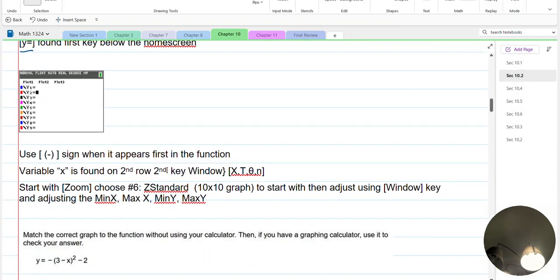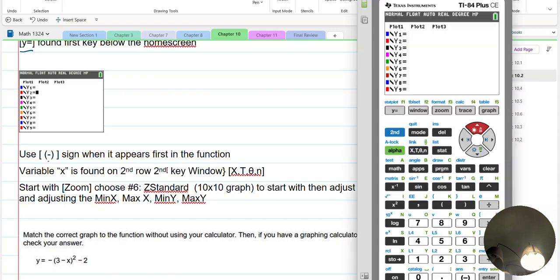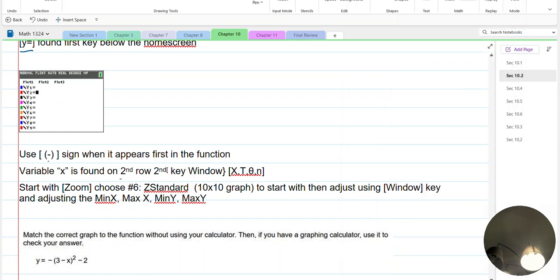So the next thing says use the negative sign, which is on our keyboard. And we've done this before. It's way down here. I highlighted it with red. If it appears first in the function, that it's a negative function value. The variable x is found on the second row, second key. And go to the zoom key right under the menu, because that's all graphing keys, and choose number 6, Z standard. It's a 10 by 10 grid.